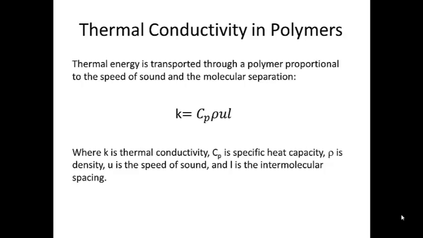It turns out that thermal conductivity of polymers is proportional to the density of the polymer, the speed of sound through the polymer, and the specific heat, but is also proportional to something called the intermolecular spacing, or L. In other words, the farther the chains are spread apart, the faster the heat can be transferred through the material.